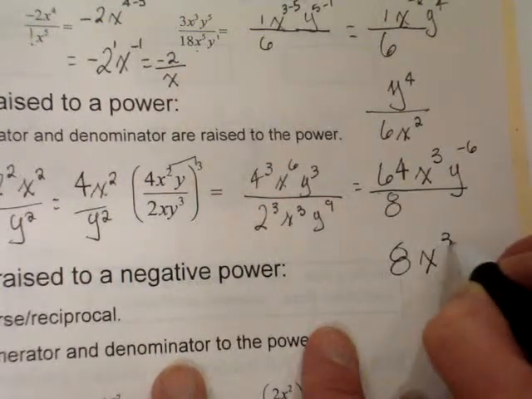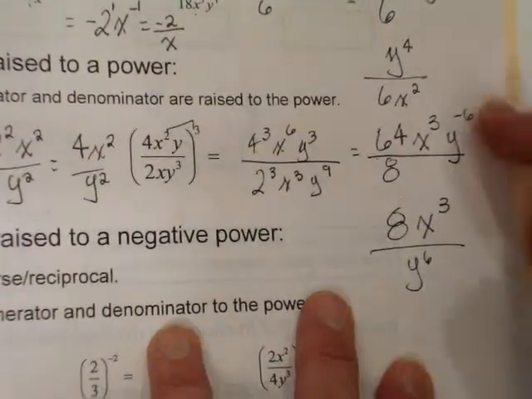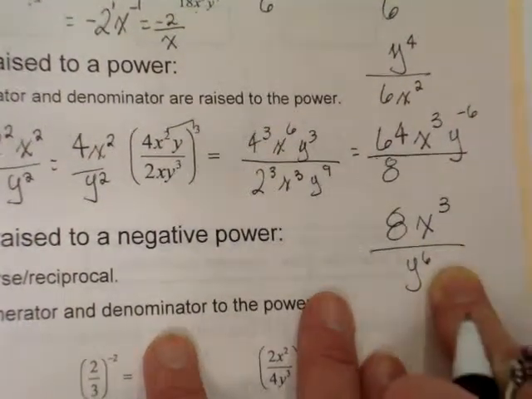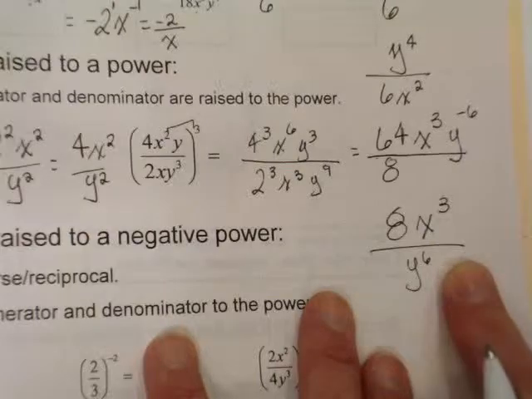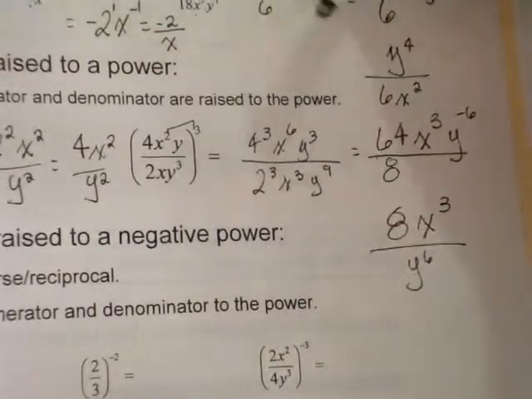I'm going to keep the x cubed on top, but I'm going to bring the y to the 6th on the bottom. Remember, when I bring a negative exponent, it does not make a negative number. It just brings it to the bottom if it's on the top, or brings it to the top if it's on the bottom. Okay? All right.